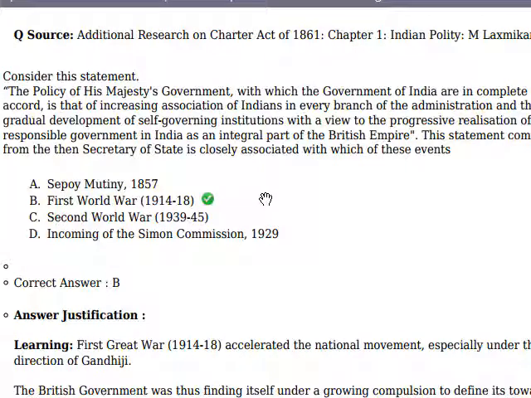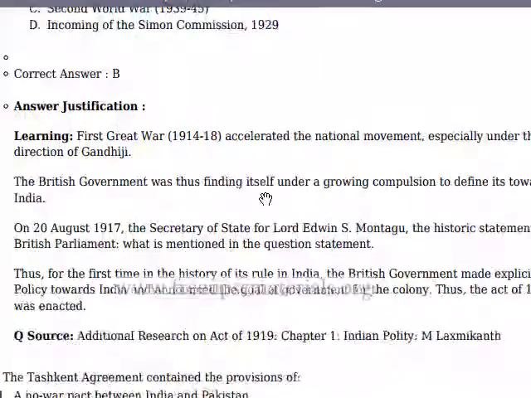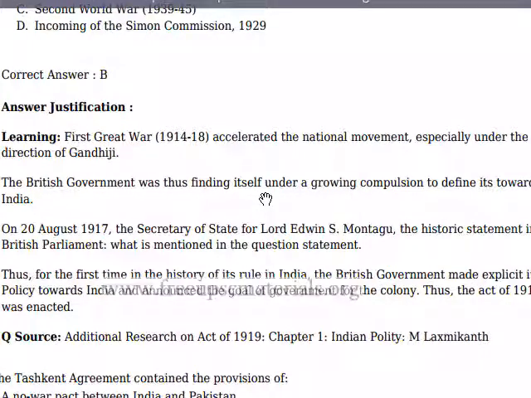The policy of His Majesty's government, with which the government of India are in complete accord, is that of increasing association of Indians in every branch of the administration and the gradual development of self-governing institutions with a view to the progressive realization of responsible government in India as an integral part of the British Empire. The statement coming from the then Secretary of State is closely associated with which of these events. So it is the First World War, the Great War of 1914-1918.